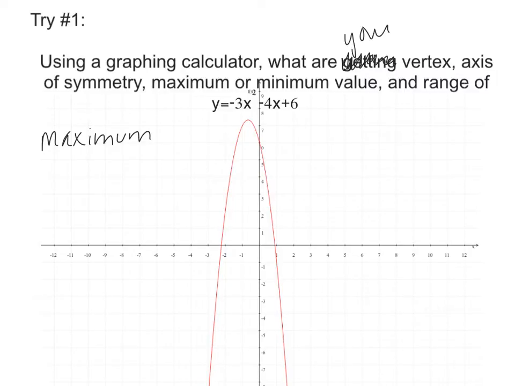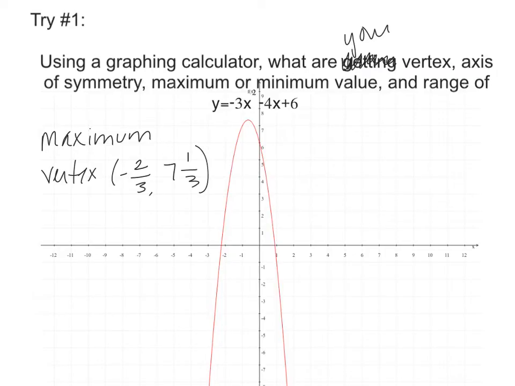It says -0.67. We know that's the same thing as -2/3. So our vertex and our maximum is -2/3, comma, and then it says 7.333, and we know 0.333 repeating is a third. So this is, comma, 7 1/3.